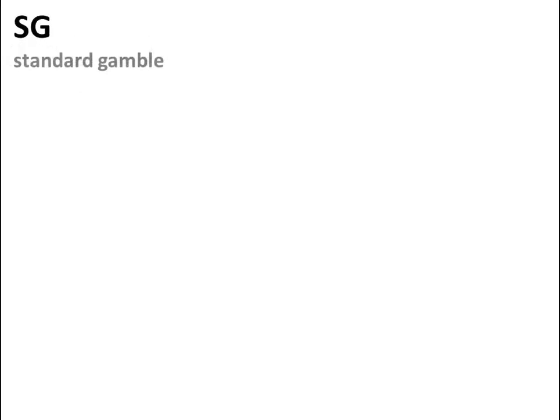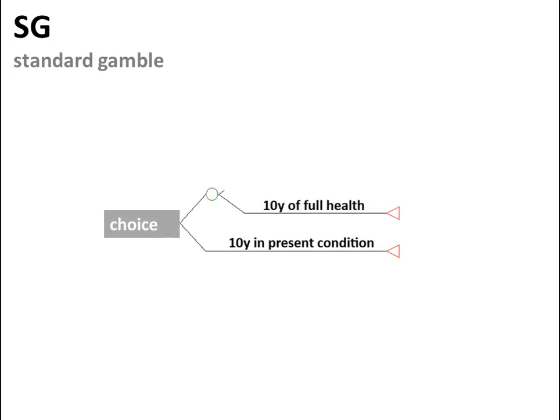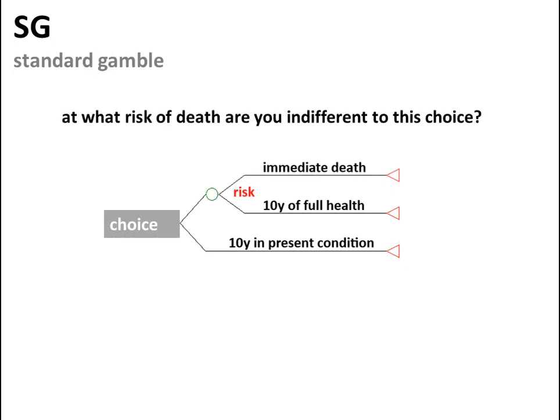A third way is to use standard gamble. This method subjects the individual to a game where he has to choose between living 10 years in the current health condition or 10 years with perfect health, but with a certain risk of immediate death. The higher the risk of immediate death the individual is ready to take, the lower the utility of his present health condition.